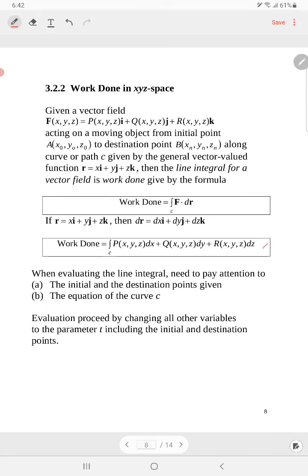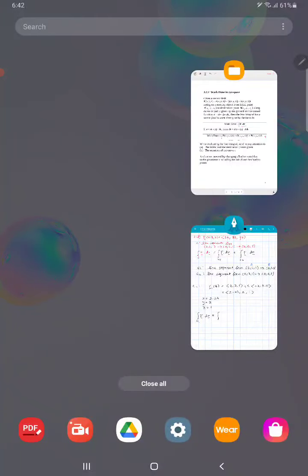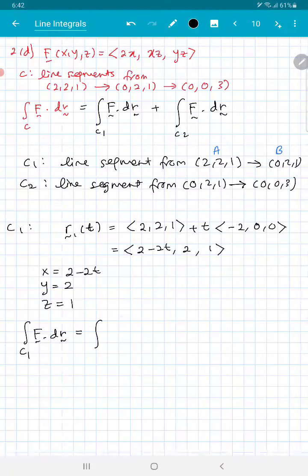So we're going to use this. So F dot dr is equal to that. All right, so we have P(x,y,z) dx plus Q(x,y,z) dy plus R(x,y,z) dz. Okay, back to our problem. So that will be 2x dx, that is P(x,y,z) times dx, plus xz dy plus yz dz over curve C1.